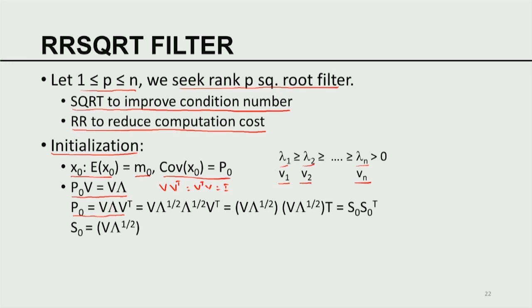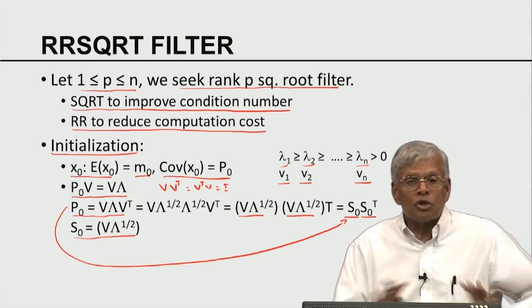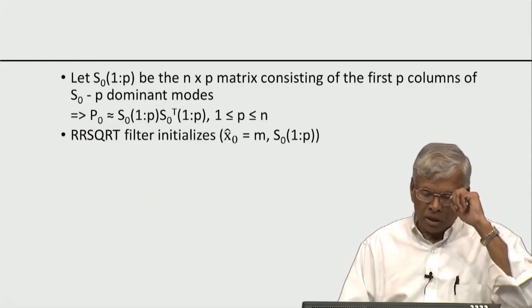I can express lambda as square root of lambda times square root of lambda. Then I can associate this and call it S naught transpose, where S naught is given by this. Therefore, P naught is equal to S naught S naught transpose, the full square root factorization, where S naught is one factor and S naught transpose is another factor. Even though it looks like a Cholesky factorization, I obtained S naught not as a Cholesky factor, but as a product of V and lambda to the power half. I want you to recognize this is a different way of doing factorization. So far, no approximation.